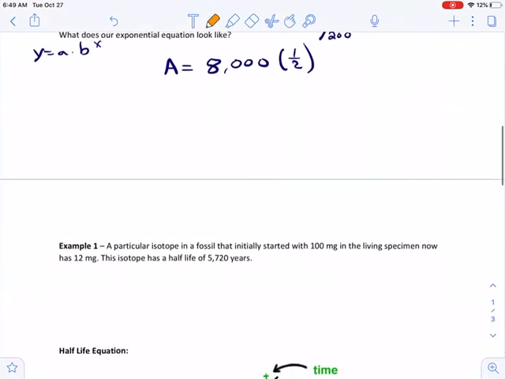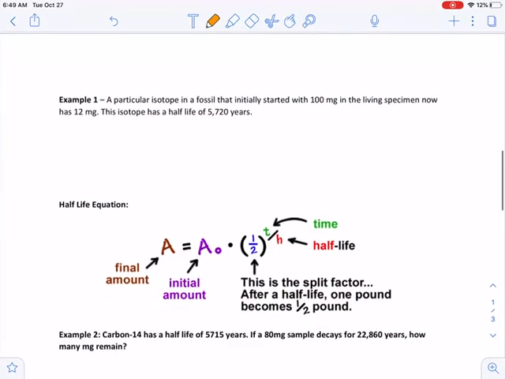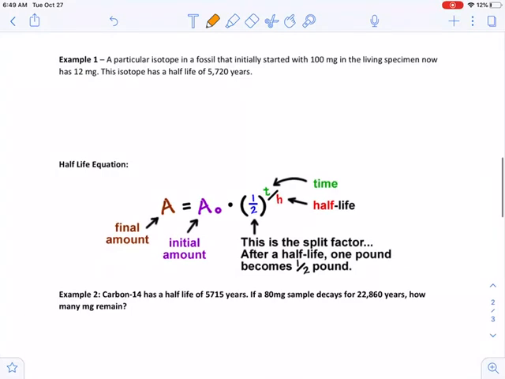If we take a look at this, a particular isotope in a fossil that initially started with 100 milligrams in the living specimen now has 12 milligrams. This isotope has a half-life of 5,720 years. So this is pretty common in that we don't know how old this fossil is, and that's what we're trying to figure out. But we do know the amount of isotope that we should have started with and that we ended with.